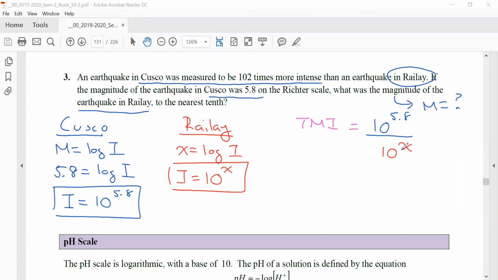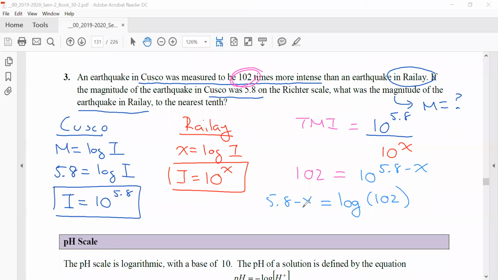But what we know this time is how many times more intense it is. It says it's 102 times more intense. Now, again, I subtract these two things. I should say I'm dividing, so I subtract the exponents. But look at that. My unknown's my exponent. So if my unknown's an exponent, guess what you're going to have to do? Convert to a logarithm. So the base stays the same. Notice the base is 10. I'm not even going to write it. The base stays the same. The other two parts switch.